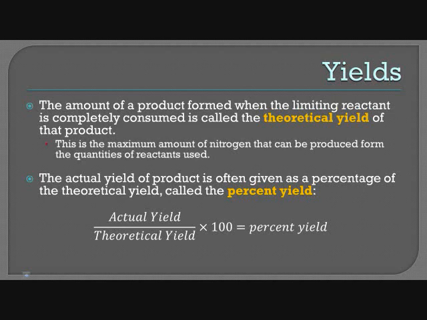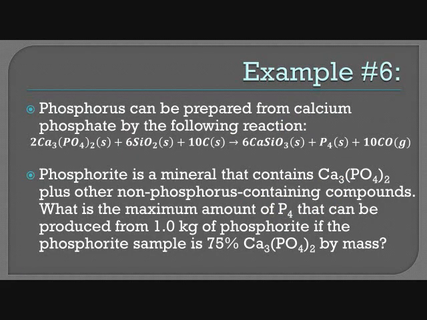Oh, don't forget that the maximum amount of nitrogen that can be produced from the quantities of reactants used is this theoretical yield. Sorry, I skipped that. Okay, phosphorus can be prepared from calcium phosphate by the following reaction. Phosphorite is a mineral that contains the calcium phosphate plus other non-phosphorus containing compounds. What's the maximum amount of phosphorus, that's the P4, that can be produced from 1 kilogram of phosphorite if the phosphorite sample is 75% calcium phosphate by mass?